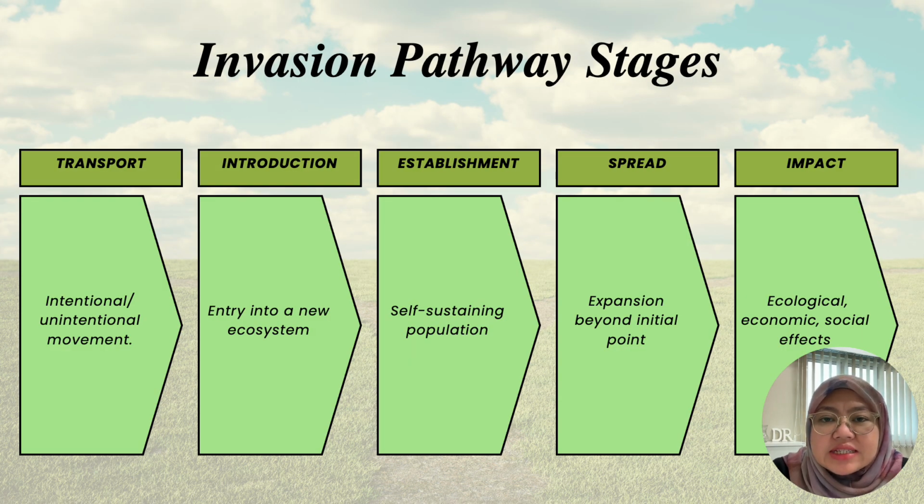There are 4 main stages in the invasion pathway. The first stage is introduction. The species is introduced into a new environment, normally through transportation, either intentional or unintentional movement. The second stage involves forming a self-sustaining population. The next stage is the spread stage, where the species expands beyond the original point and increases its population. Last but not least is the impact stage, where the species, having achieved a high population, causes ecological, economic, and health effects.